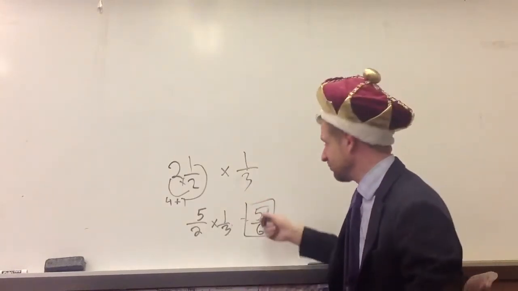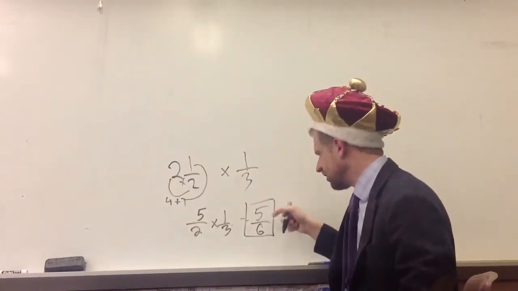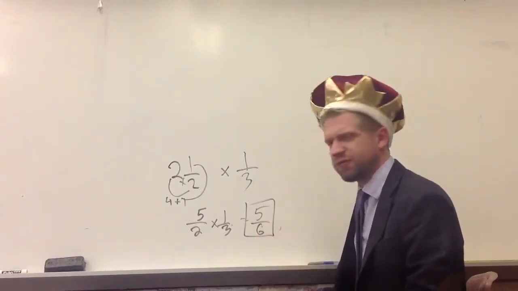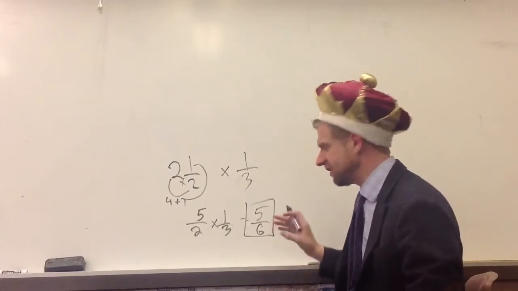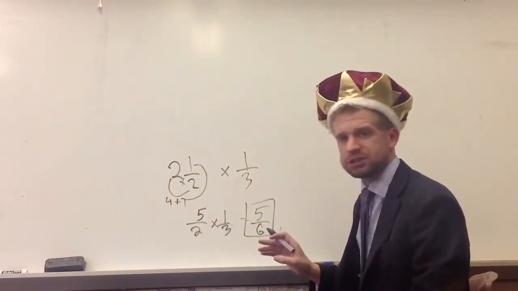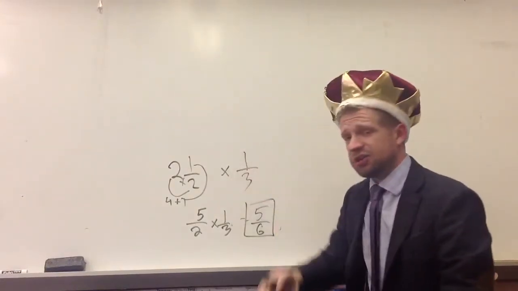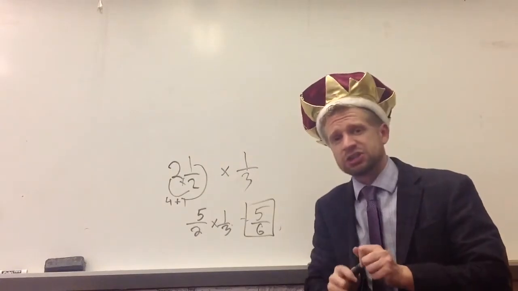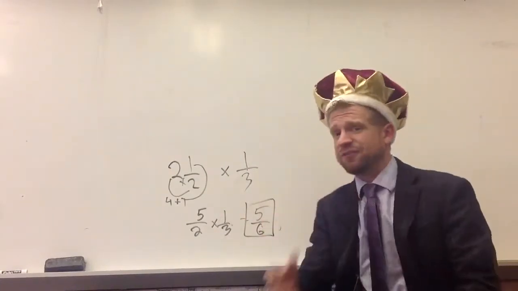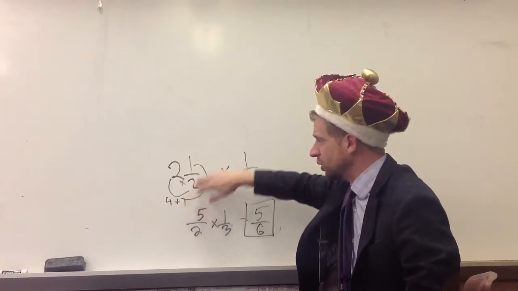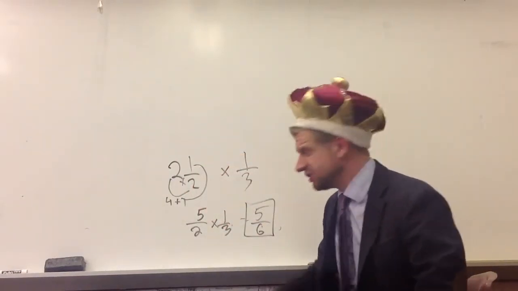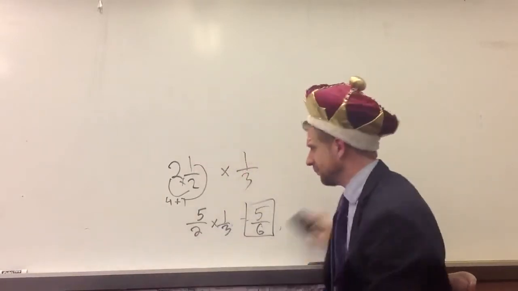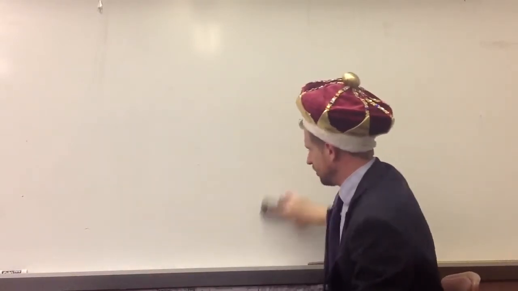Now I gotta say, can I reduce this? Is there any number that goes into 5 and 6 besides 1? Any other factors? No, no other factors. So I can leave that alone. Is it improper? No, it's proper. So that's all I do. When I'm multiplying fractions that have mixed numbers, I first change it into an improper fraction, then I multiply it like a regular multiplication problem. It's that simple. Here, we're going to do another one.